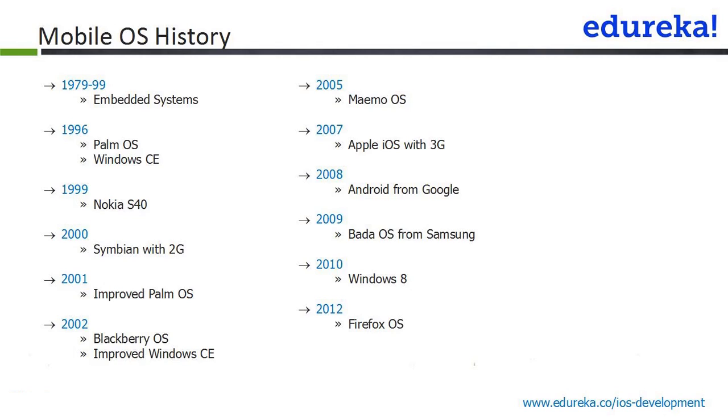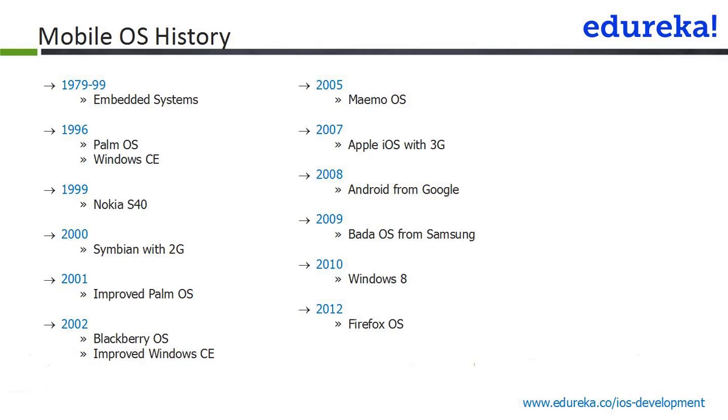Then, of course, in 2000 came Symbian with 2G, and Symbian was the most prominent operating system in all Nokia phones prior to its takeover by Microsoft in as recent as 2012. So that was a very powerful, and that is still a very powerful operating system. And in 2001, the Palm OS came up with an improved version. And of course, in 2002, we saw BlackBerry OS and the improved Windows CE.